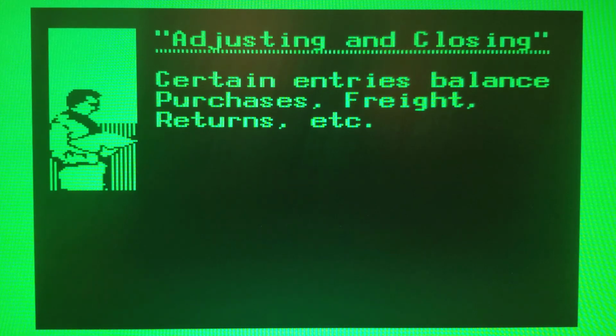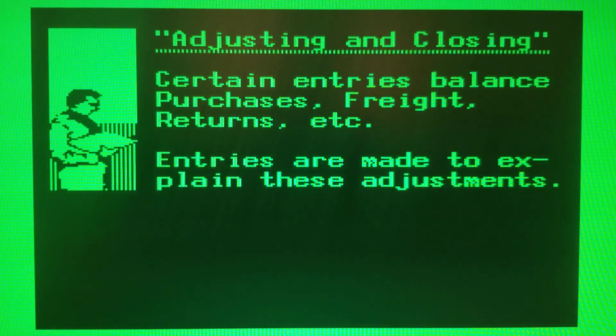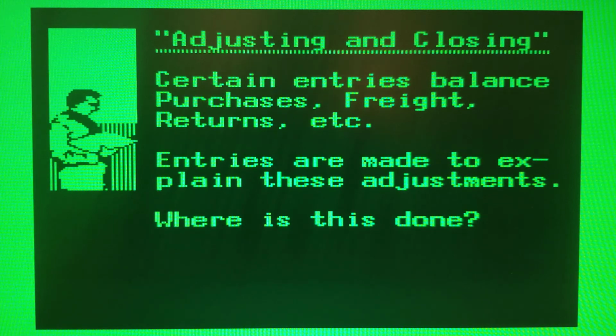Certain of the special year-end entries are, as you know, called adjusting and closing entries. Those entries which are called closing do in fact close out all of the balance in certain accounts, including purchases, freight, purchases returns, and the operating expense accounts. When these adjustments are made, original entries to record and explain them are made. How do you think this is done?